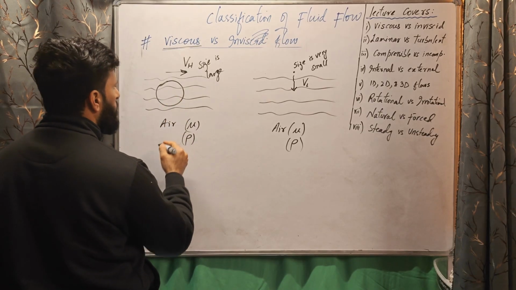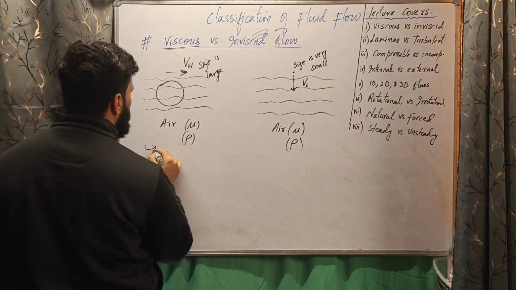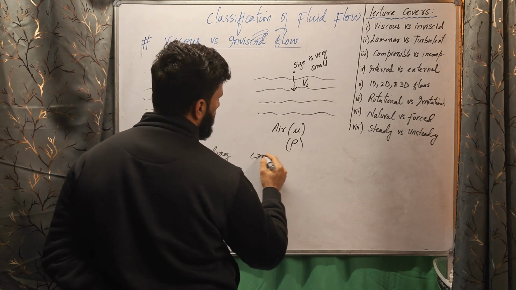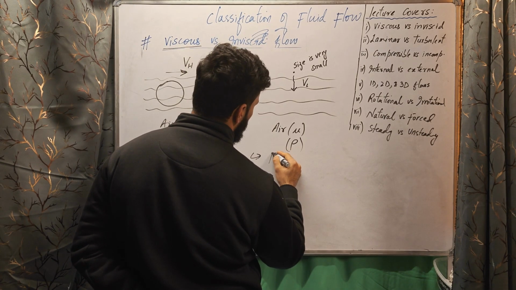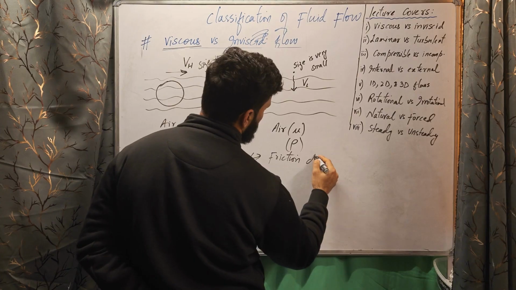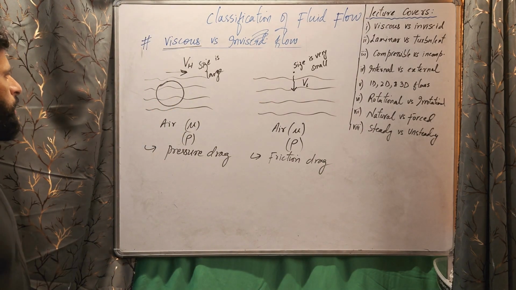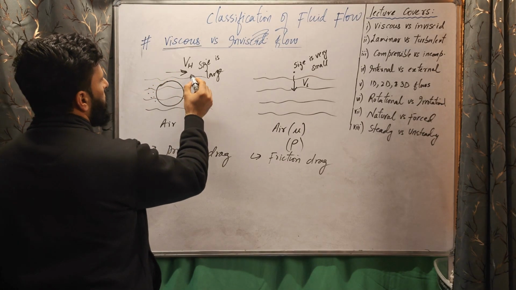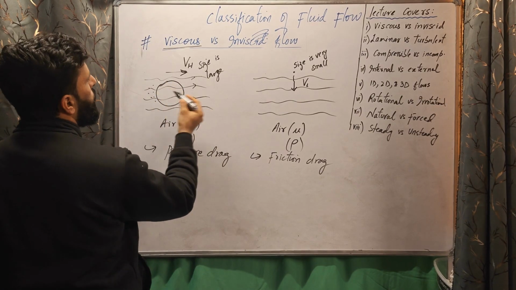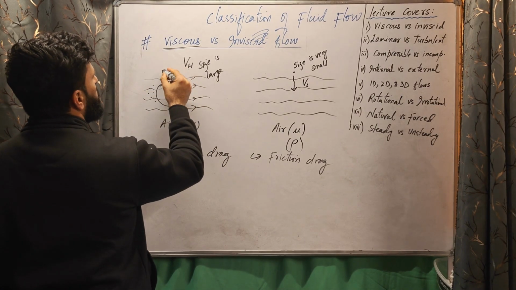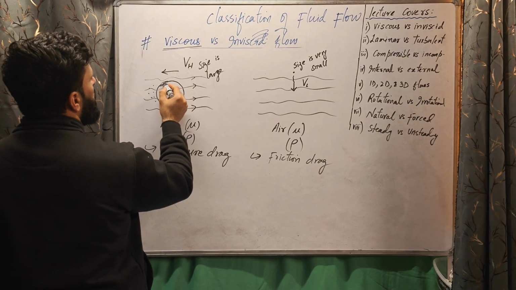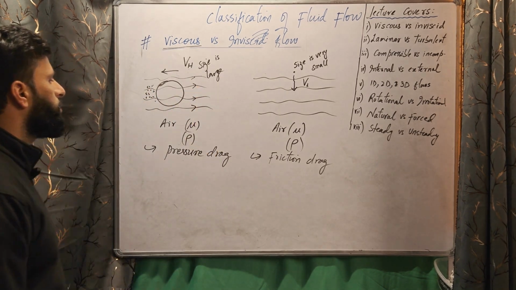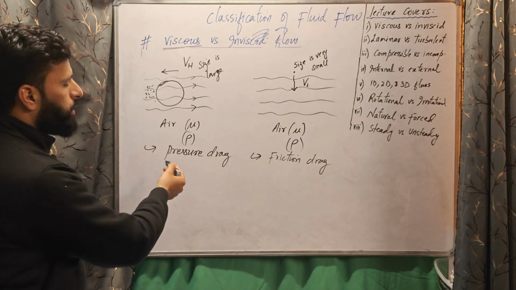Now in this case, if we do experimentation, we'll find that the pressure drag is dominant here, and here friction drag is dominant. Because of the large speed and larger size, the pressure will build up on this side if the air is flowing in this direction, or the ball is moving in the opposite direction. So pressure builds up here and is low there, so there will be drag due to the pressure difference, pressure drag.